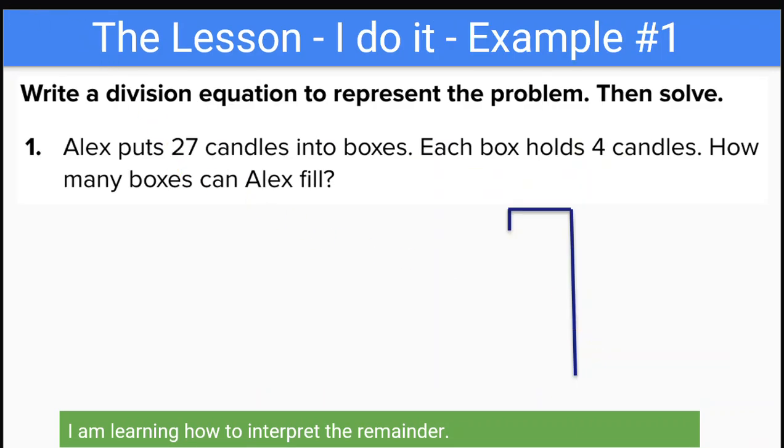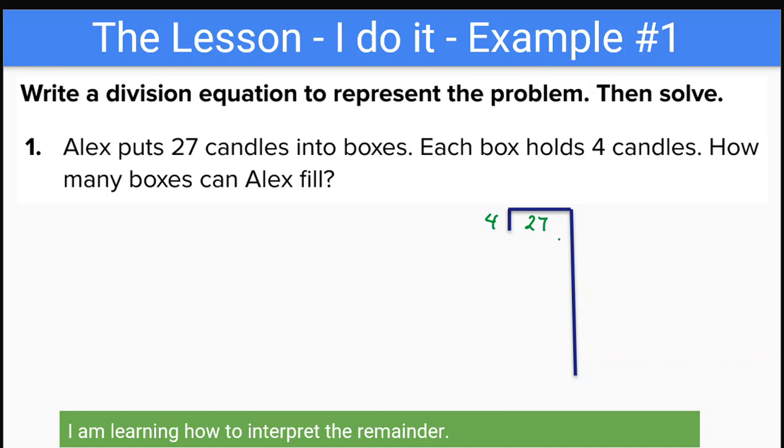So let's do another one right here. And this looks like a pretty easy one. Alex puts 27 candles into boxes. Each box holds 4 candles. How many boxes can Alex fill? Well, if they're asking how many he can fill, that's how many he will need altogether to completely use up the 27. One of the boxes might not be full, right? So let's take a look at this. He has 27 candles. He divides them up into groups of 4.